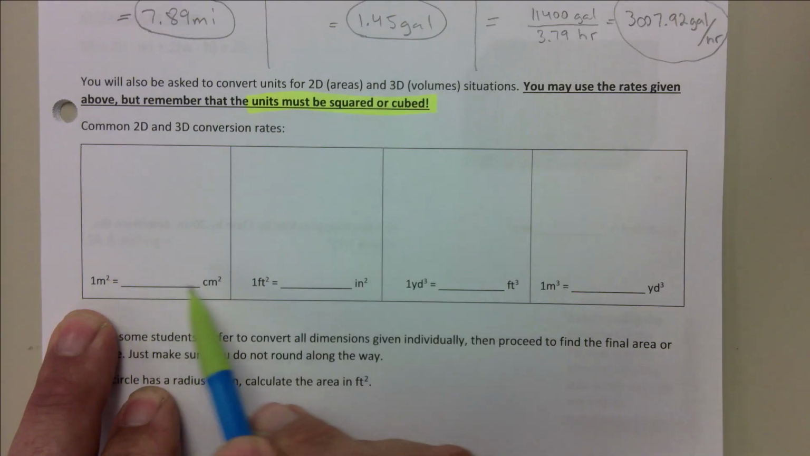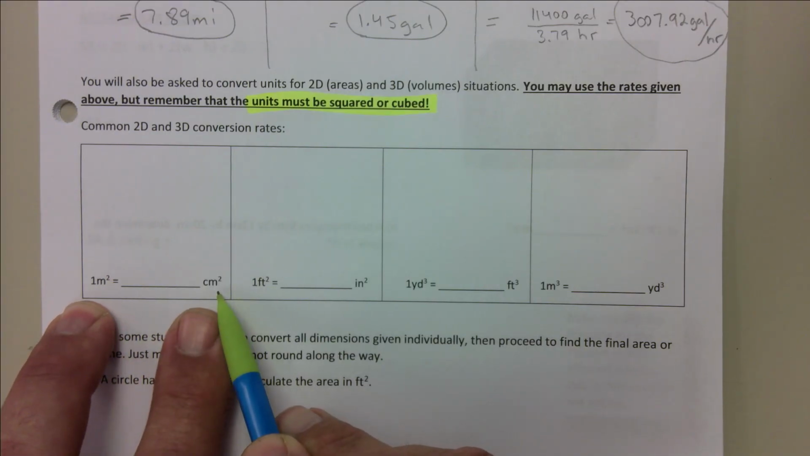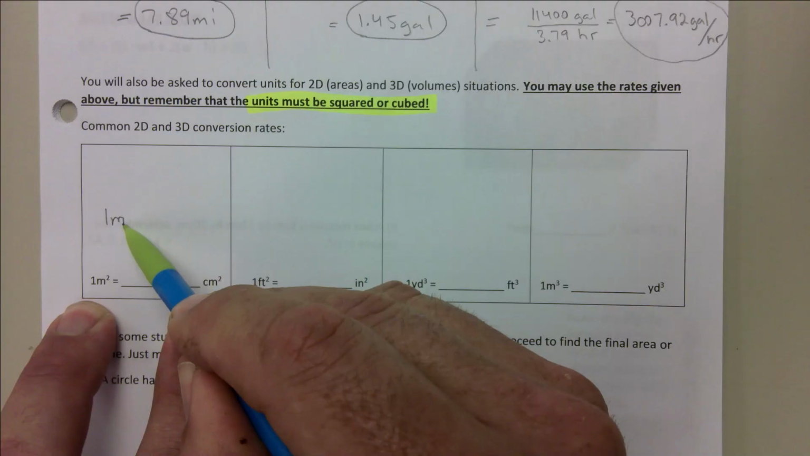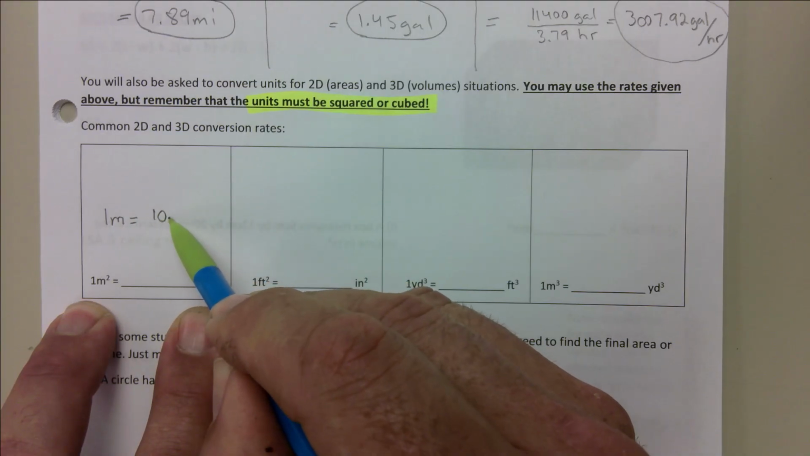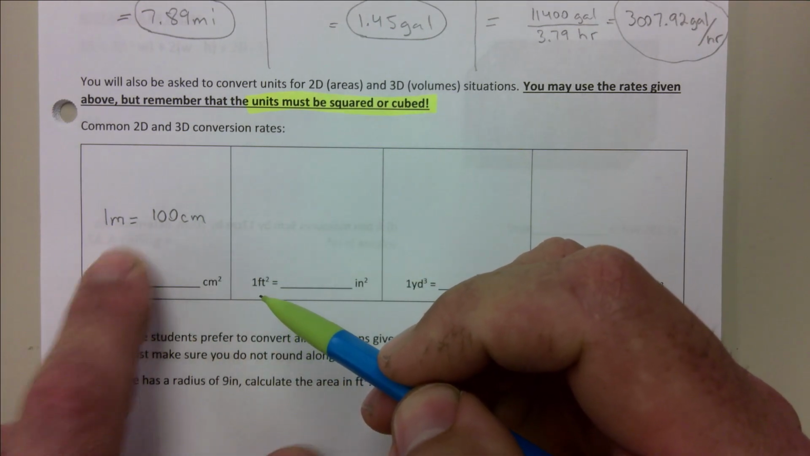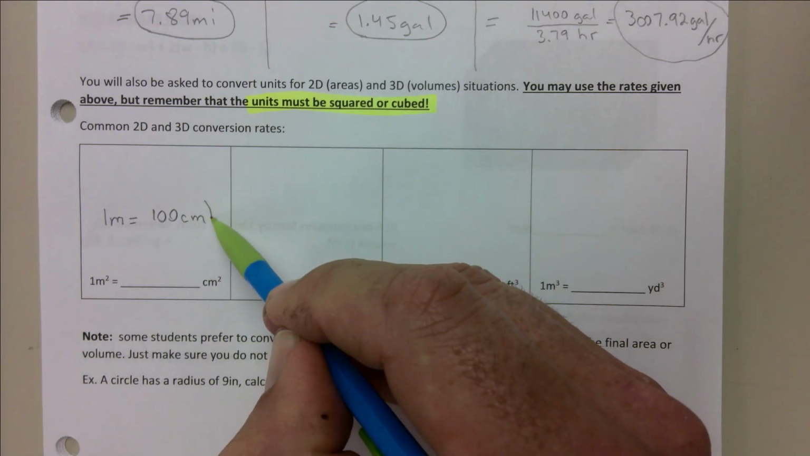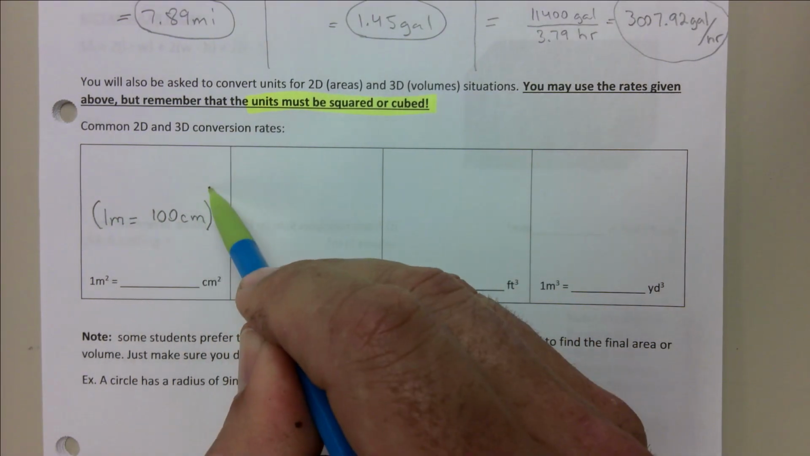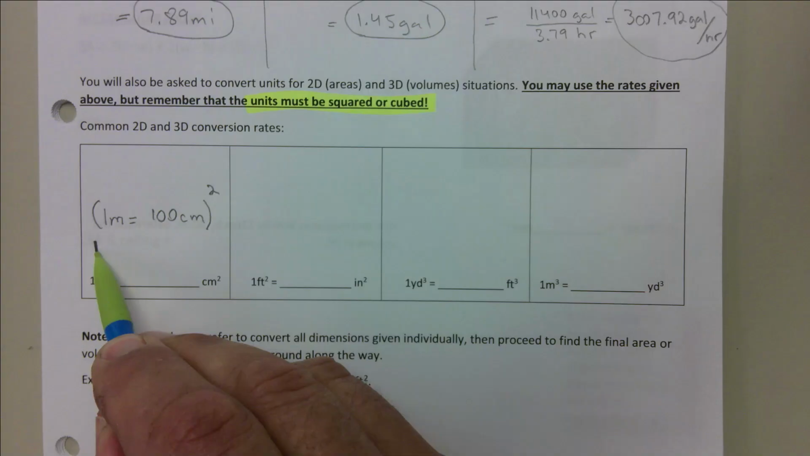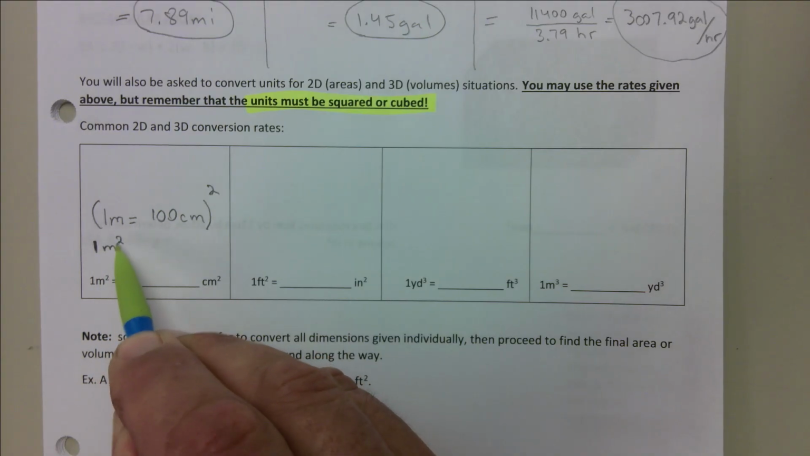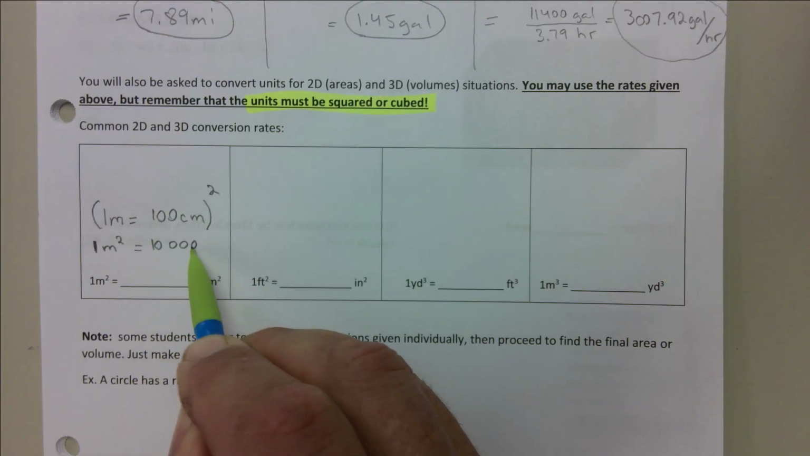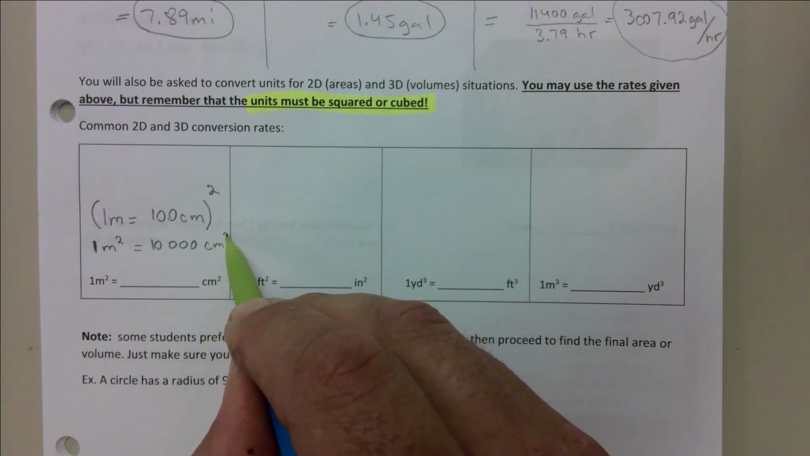1 squared meter has how many squared centimeters? I want you to go back to this fact right here. 1 meter has how many centimeters? 100, right? We know that part. This is one-dimensional. If you were to square this whole expression, okay, you end up, right? 1 squared is just 1. Meter squared is meter squared. 100 times 100 ends up 10,000 centimeters squared.